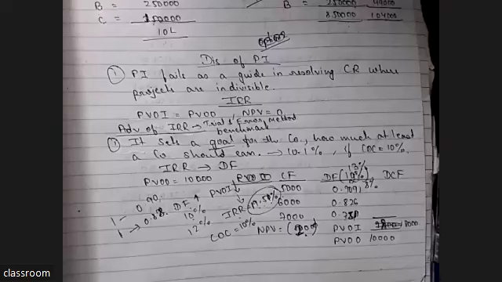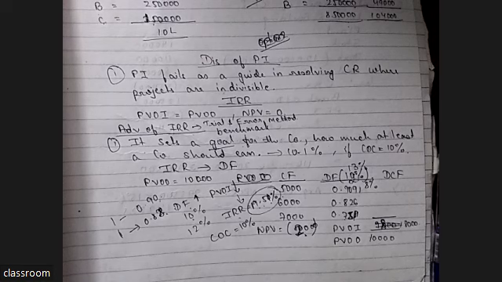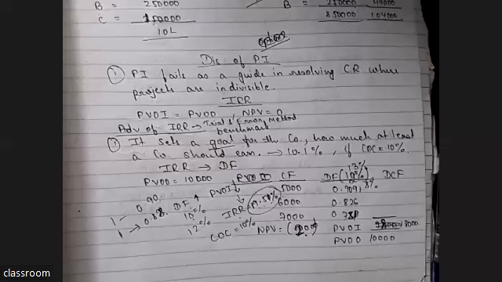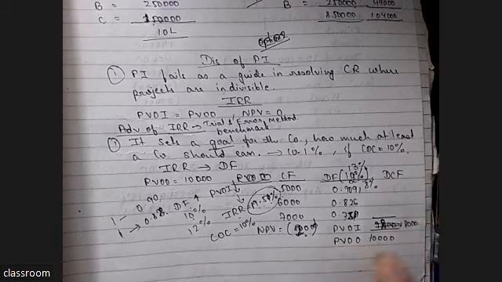In case you talk about its disadvantage, again, there is no such disadvantage. IRR is a very good method. But one important thing: IRR and NPV can give contradictory answers. This is the major thing.